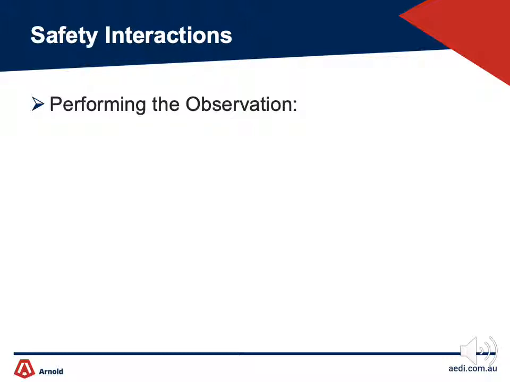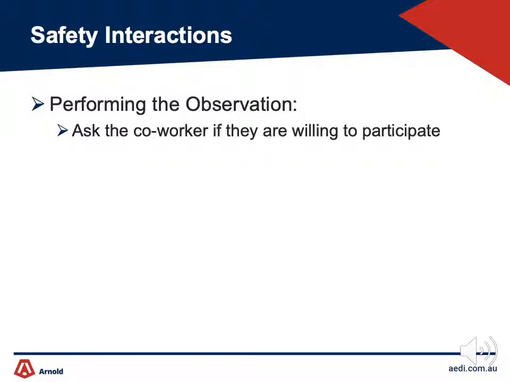Performing a safety interaction. A safety interaction can be performed with one observer, or you can do it in pairs. By doing it in pairs, it allows for peer feedback. Also, after the interaction, you can learn from each other as we practice the process. I wouldn't recommend doing it with any more than 2 people because it becomes a bit too intimidating for the co-workers. So once the task is identified, it's time to perform the task observation.